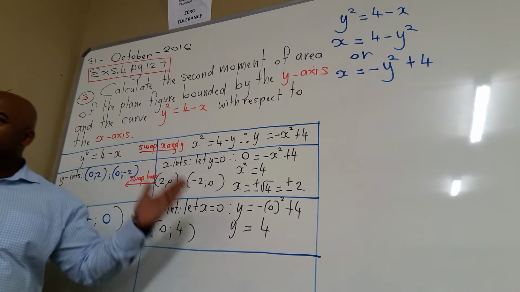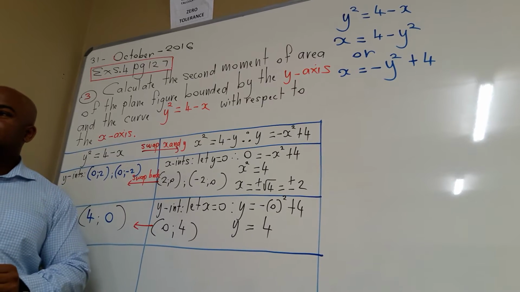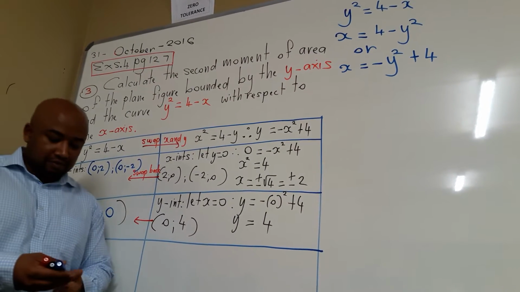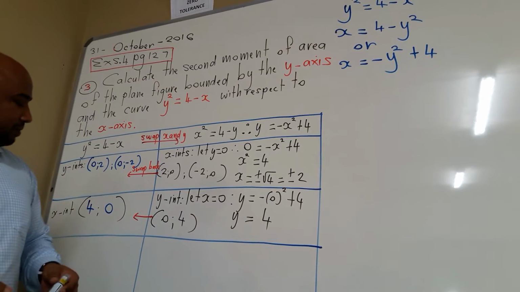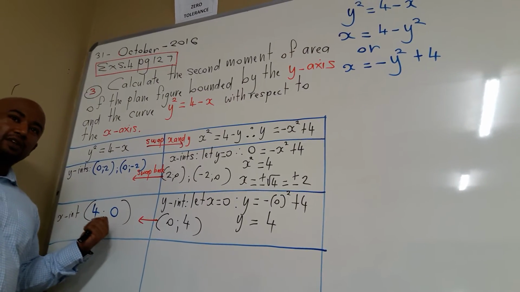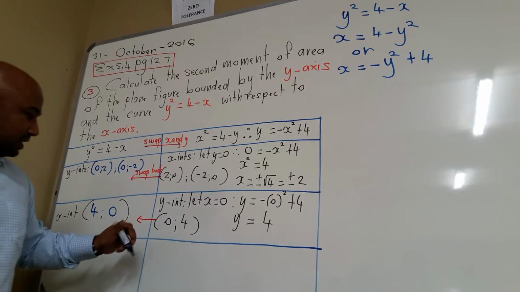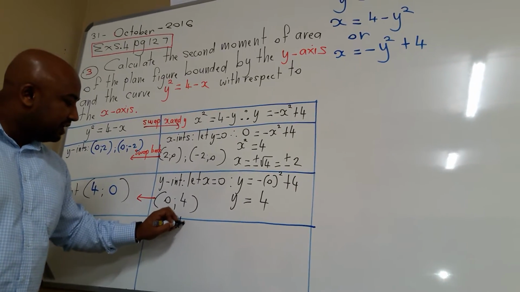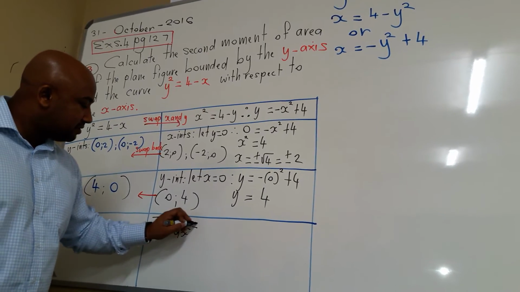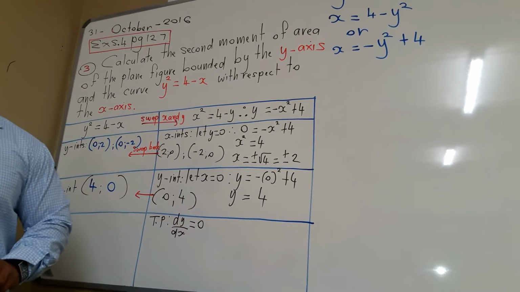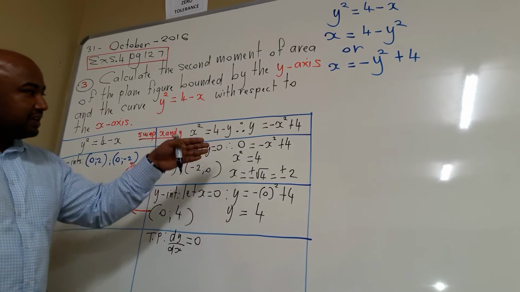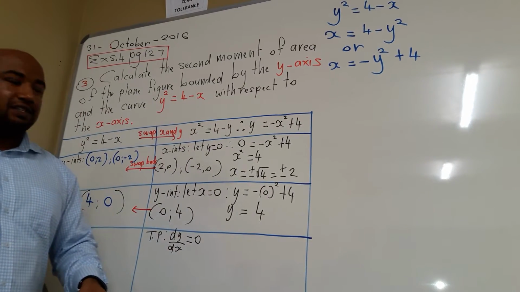X-intercept, y-intercept. What else do we find of a parabola? Turning points. So if I want to find the turning point, although this is going to be the turning point, let's find it anyway. If I want to find the turning points, I will find the first derivative and make it equal to 0, or I can work out minus b over 2a. But since we're dealing with calculus, let's just use calculus to find the turning point.